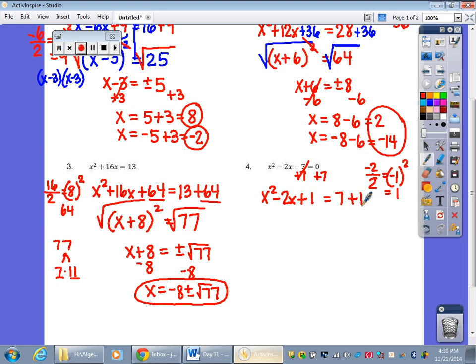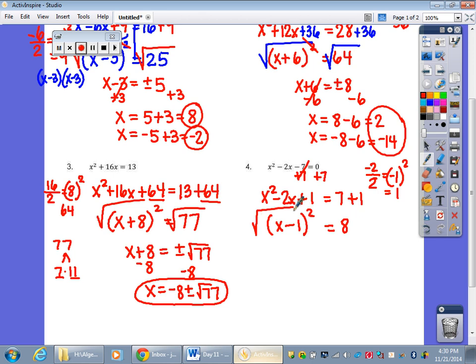Now remember, anytime you square a negative number, it has to be positive, because a negative times a negative is always a positive. So this is going to be x minus 1, okay, because negative 1 times negative 1 is 1, and negative 1 plus negative 1 is negative 2. So x minus 1 quantity squared equals 8.